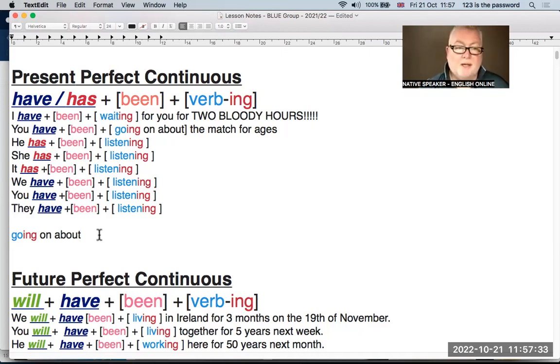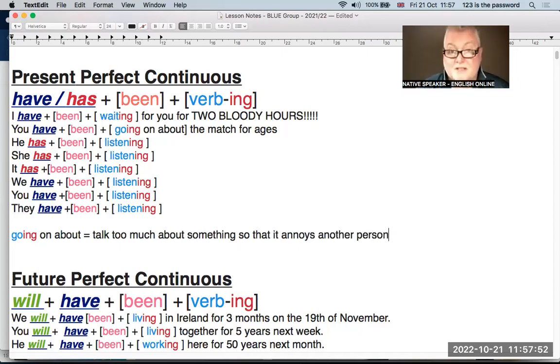So go on about means talk too much about something so that it annoys another person. So for example, the children you look after, they might talk about Peppa Pig, na na na na, and you go, bloody hell, she's been going on about Peppa Pig for ages.